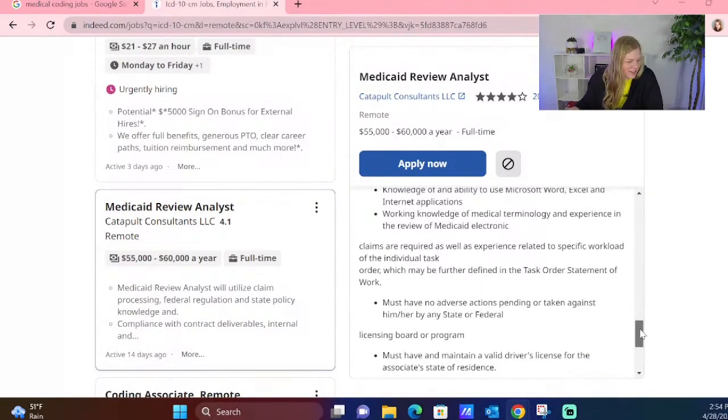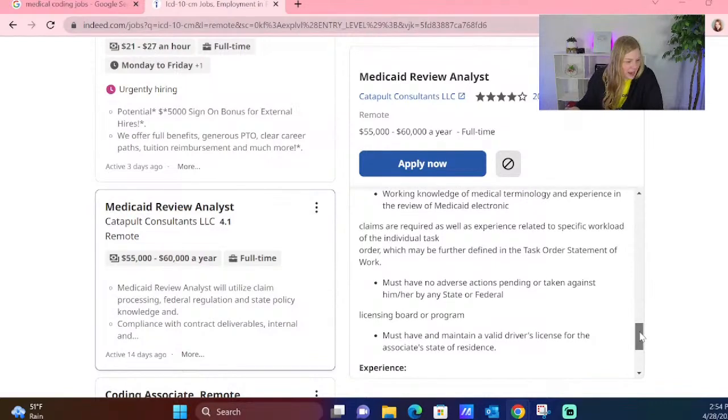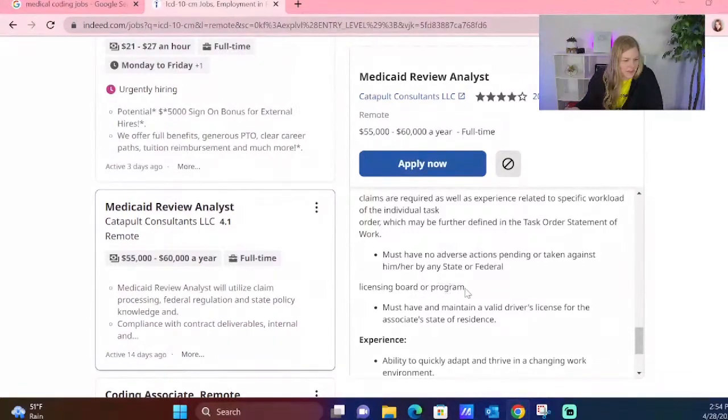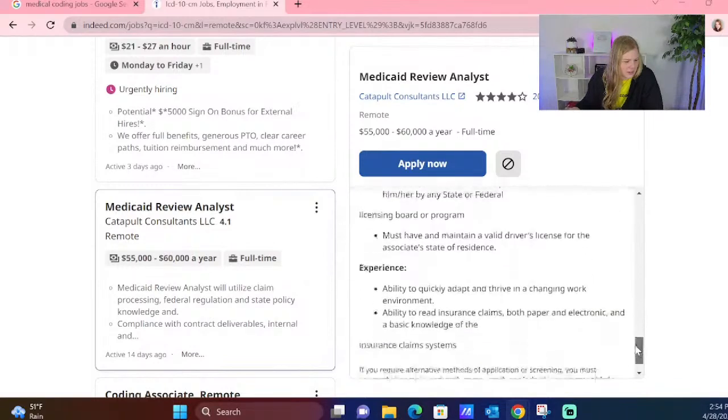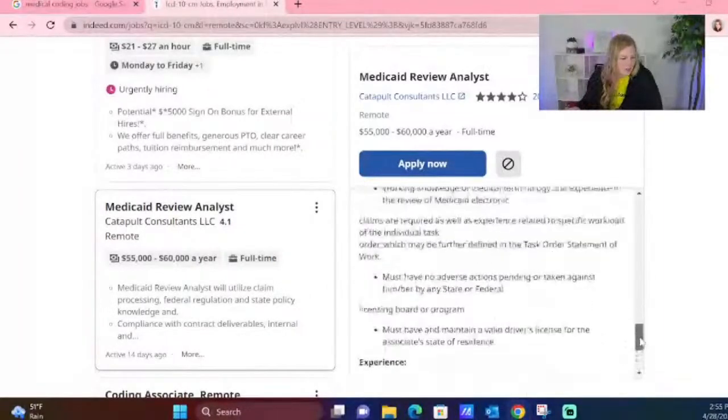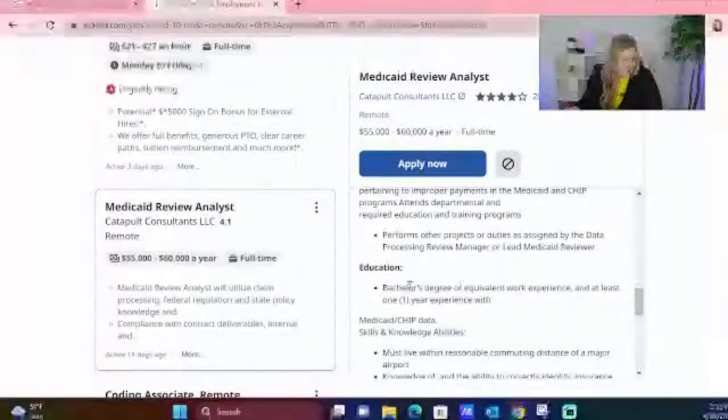Must have no adverse actions pending or taken against him or her by any state or federal licensing board or program, which is understandable because this is a state program. Must have and maintain a valid driver's license. And then experience, ability to quickly adapt and thrive in a changing work environment, and ability to read insurance claims, both paper and electronic, and a basic knowledge of the insurance system. Bachelor's degree or equivalent work experience and at least one year experience with Medicaid and CHIP.